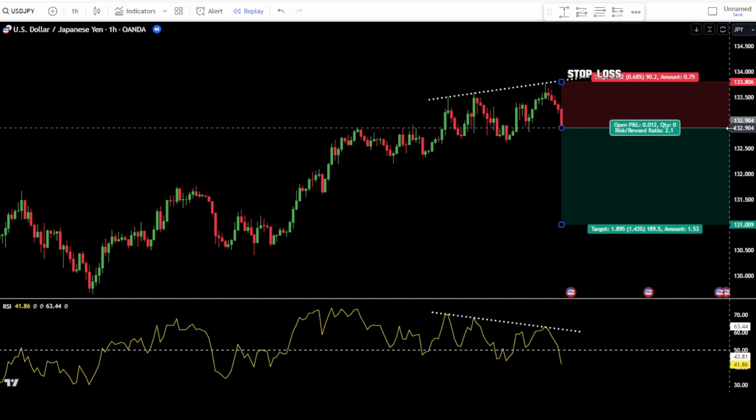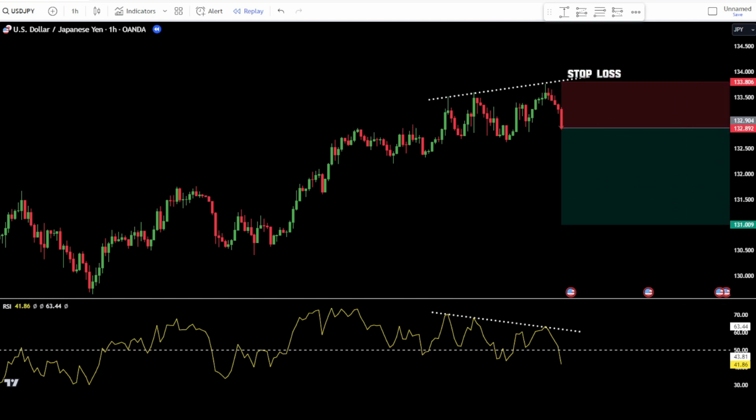6. Place a stop loss at the most recent swing high. 7. Use a target take profit with a risk and reward ratio of 1 to 2.